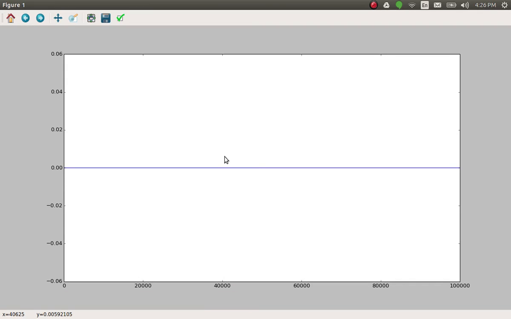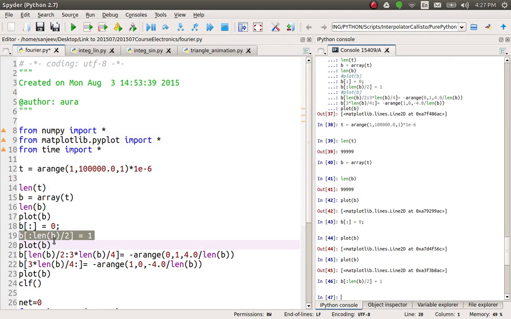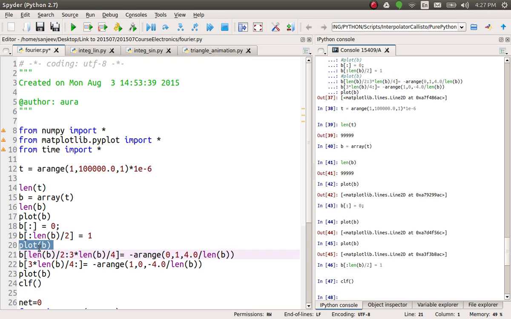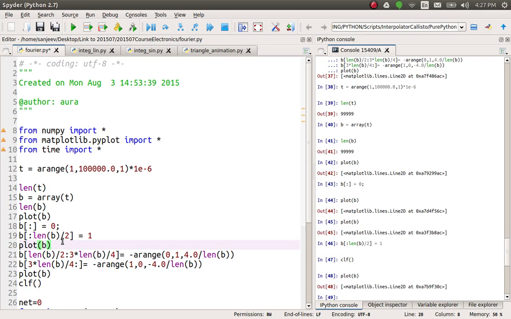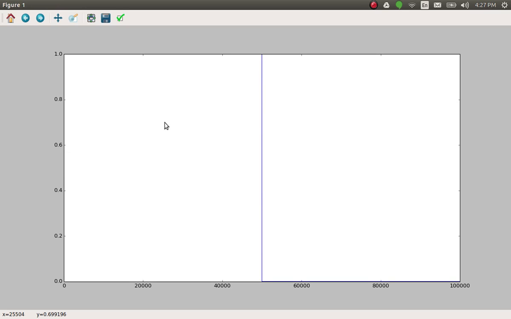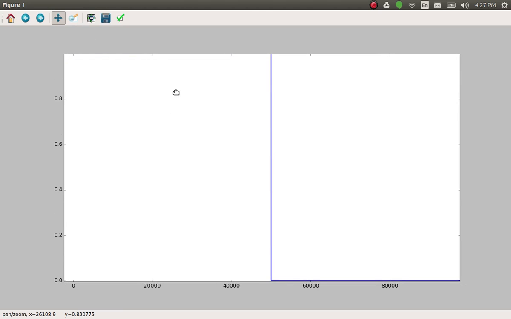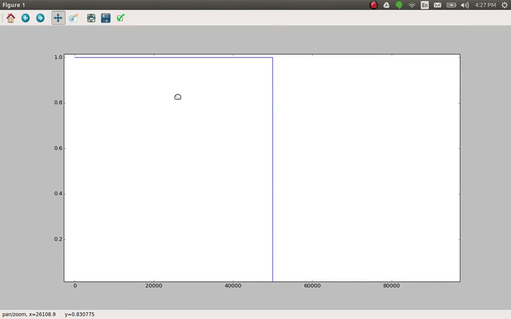Yeah. So now it's 0. Now I go back to Python. Now I say from the beginning up to half the length, make it 1. Clear that old plot, plot the new thing. So now if I look at the plot, well, with 0 and 1 it may be a little hard to say, so we pan it a bit. Yeah, there you go. It's 1 till there, half the values, and after that it's 0.